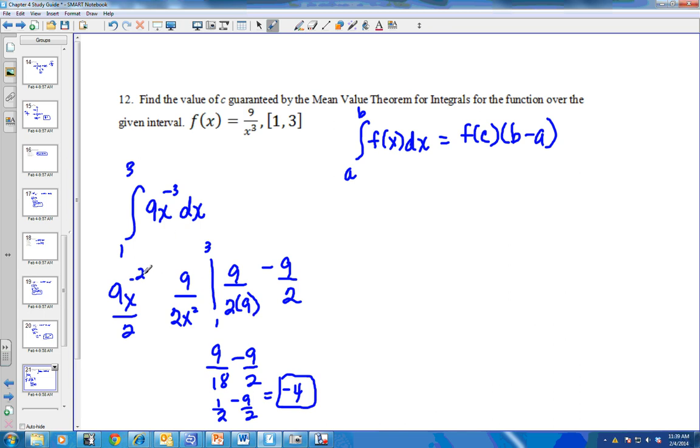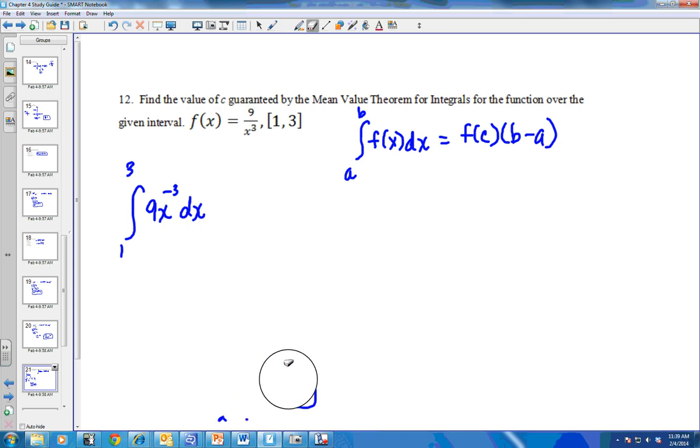Hang on, I'm looking at this. 9, that's going to be 2. Oh, because this is divided by negative 2. I knew my sign was wrong. So I'm dividing by negative 2 here. Wait, I'm going to start over on this. Somewhere I'm messed up.